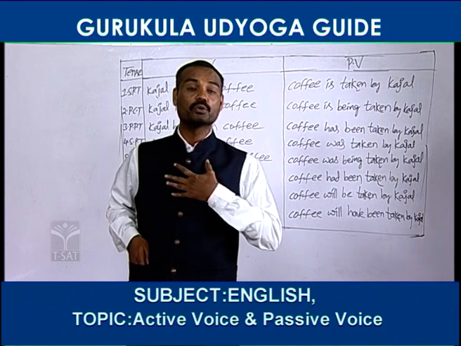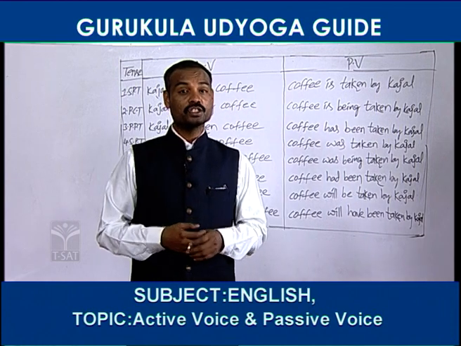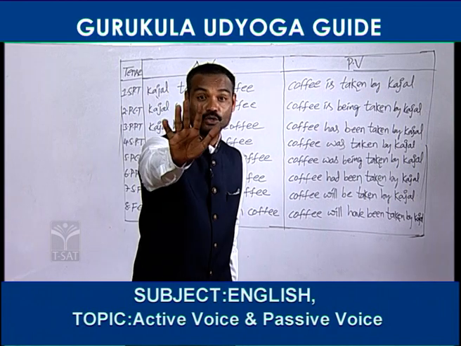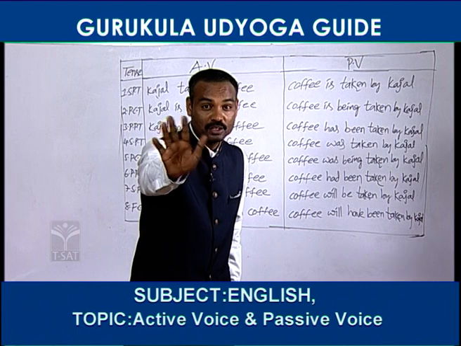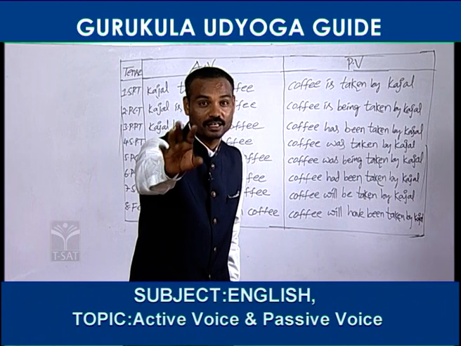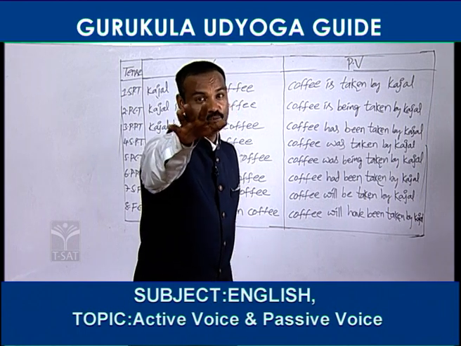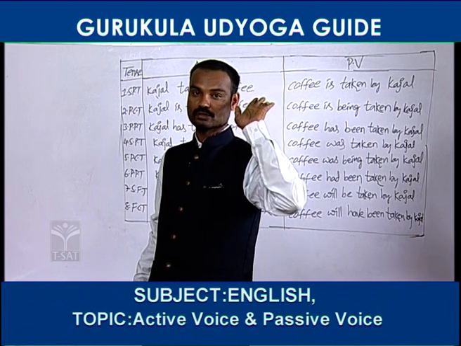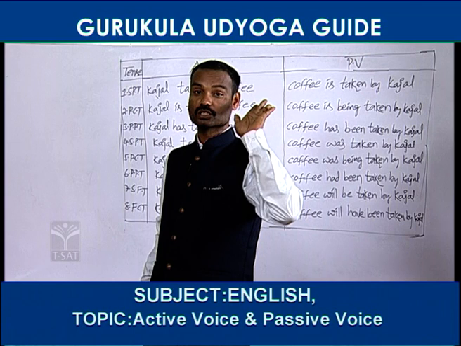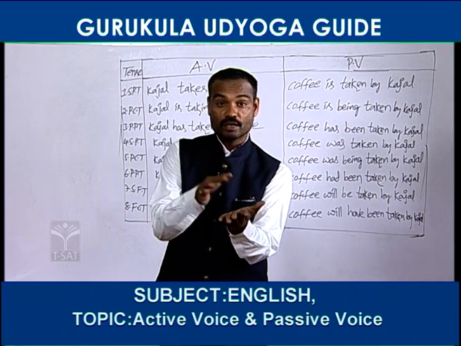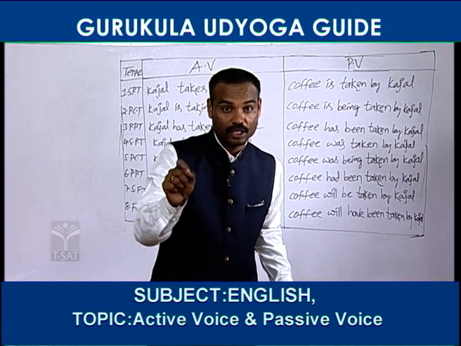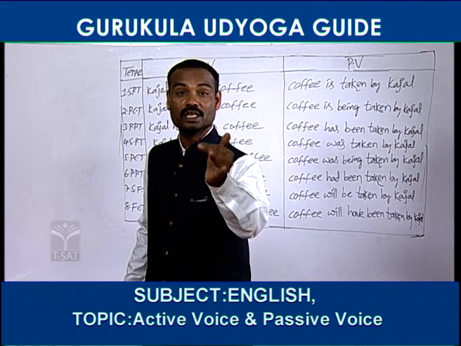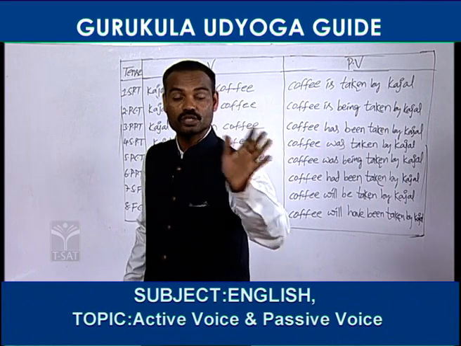Okay. Next, what is the second change? Been. When should we write been? Sir, don't repeat. You have already told us. We know very well. Been should be written when we find have, has or had in the active voice. That is very clear. Okay. So you know very well when we should write being: when we find ing form. You also know when we should write been: when you find have, has, had.